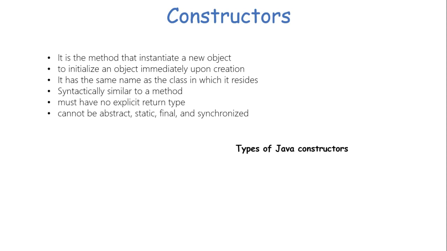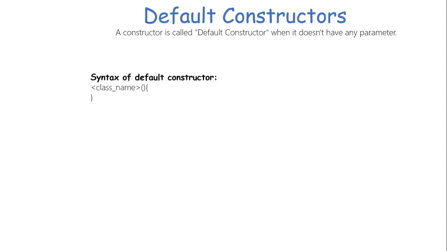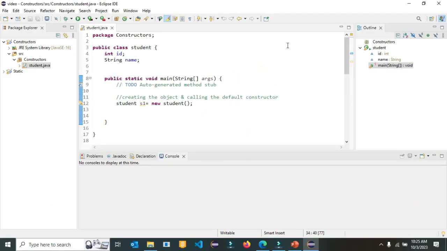There are two types of Java constructors. The first one is the default constructor, and the second one is the parameterized constructor. Let's see default constructors. A constructor is called a default constructor when it doesn't have any parameter. The syntax is as follows. Let's see the example.